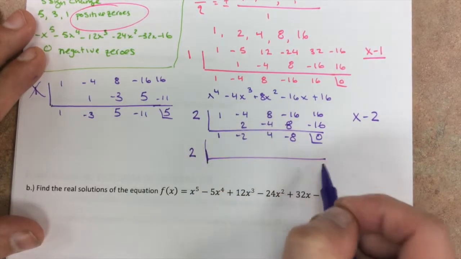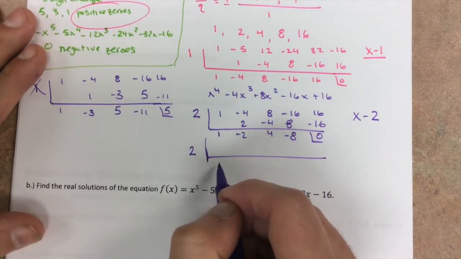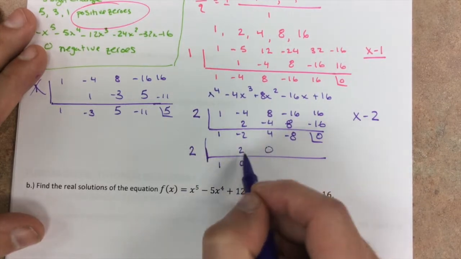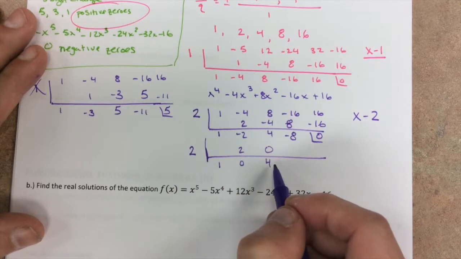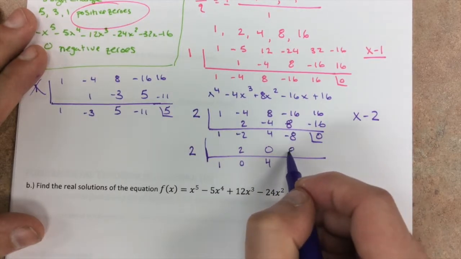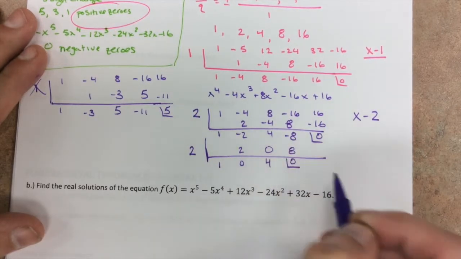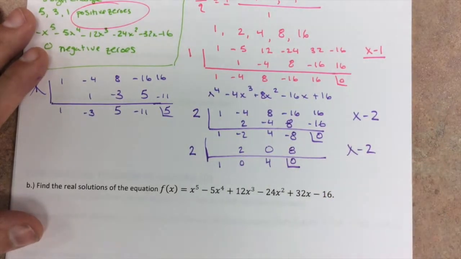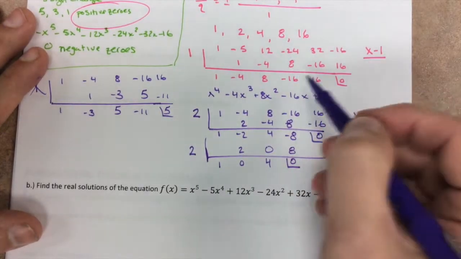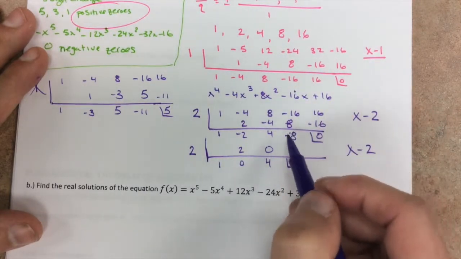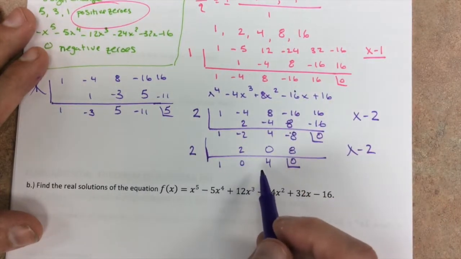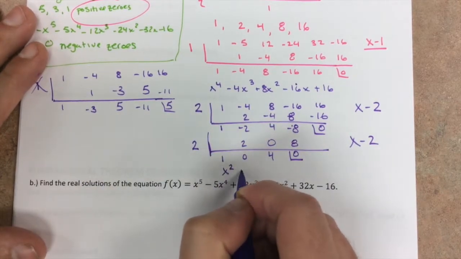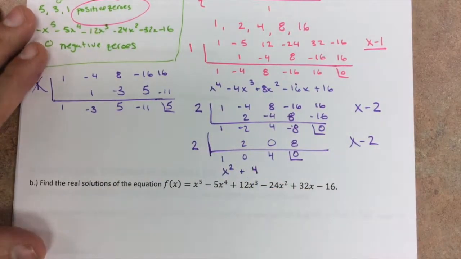So I'm going to just do the same synthetic division. Bring down the 1, multiply, add, which is 0, multiply, add, which is 4. 2 times 4 is 8, add, which is 0. Well, all right. So x minus 2 is another factor. Again, this was an x to the 4th, so this is an x to the 3rd. So this is x squared. So currently, this is x squared plus 4.